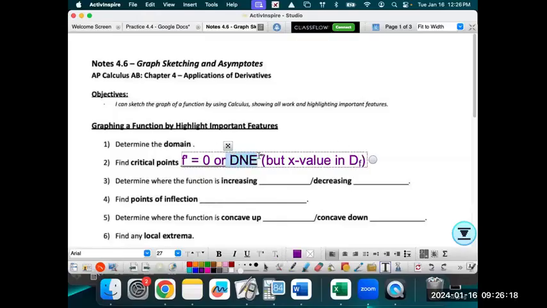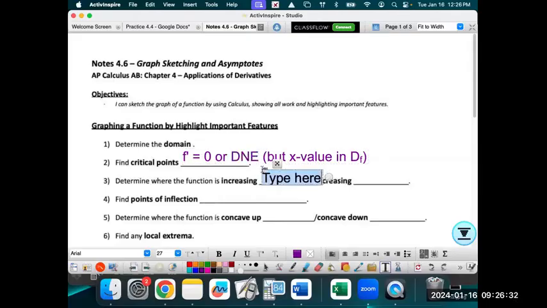A lot of people have been forgetting to check this scenario. You need to make sure that you are checking the does not exist scenario, because I have given you functions where there wasn't a critical point where your derivative equaled 0, but where the derivative actually did not exist. Doesn't happen as often, but you need to make sure that you're checking that.